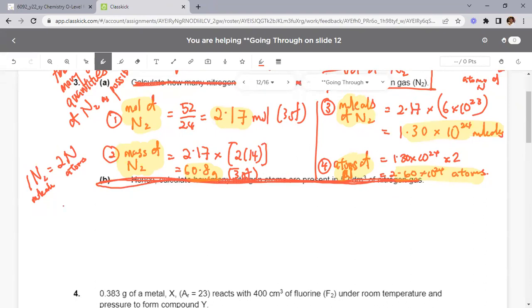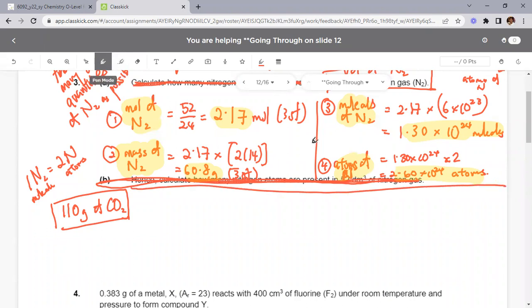If I say that there's 110 grams of CO2, I want you to find for me as many other quantities of CO2 as you can based on what I've given you. Okay, so we're going to try this out now in the space over here. From 110 grams of CO2, what else can I find?